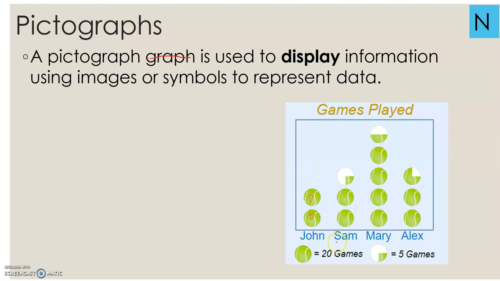Whereas if I'm looking at Sam, I would say he's played 20, 20, and this is a quarter of the full circle, so that would be 5, and we've been given that information. But even if we don't get given that information, you should be able to tell that this is 5 because it's a quarter of 20. So he's played all up 45 games.